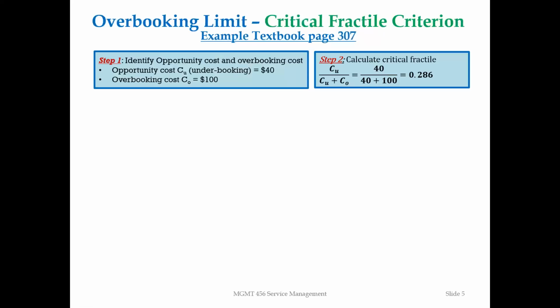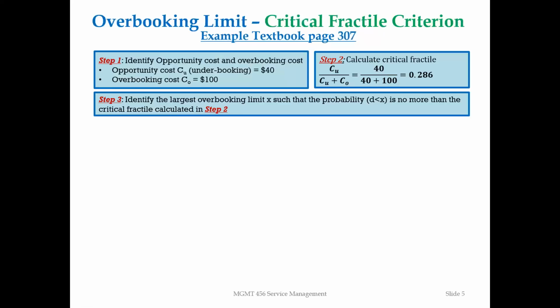Step 3 might be a little bit confusing for some people, but once you see the example, it should be clear. Step 3: identify the largest overbooking limit X, where we use X to represent the overbooking limit, such that the probability that D is less than X is no more than the critical fractile calculated in step 2. D is the number of no-shows, X is the overbooking limit. When you read it, it's probably not very straightforward.